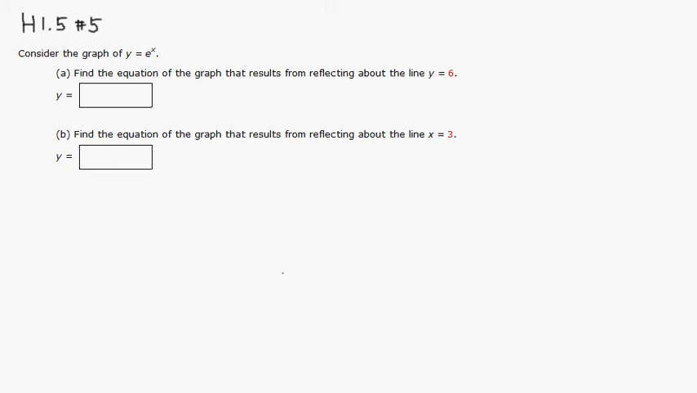Okay, let's go over homework 1.5, number 5. Right, so we have the graph of y equals e to the x. Then what we want to do for part A is reflect it about the line y equals 6. So that's a horizontal line, right? So I'm going to just draw a picture to see what's going on.